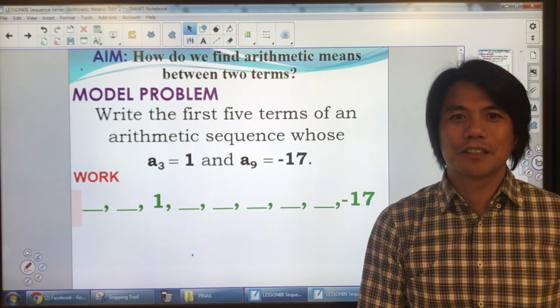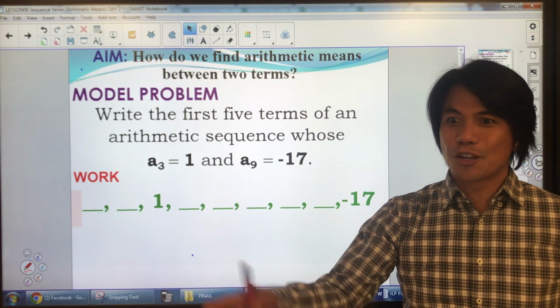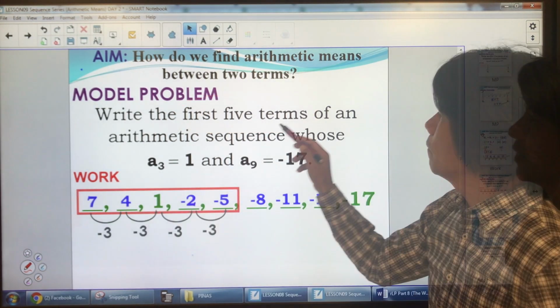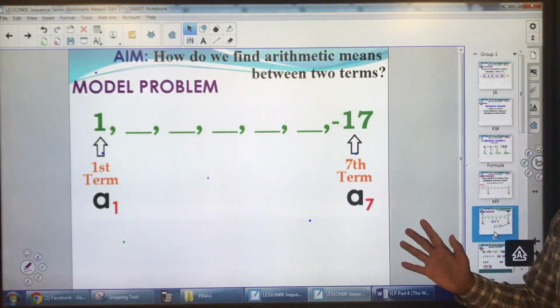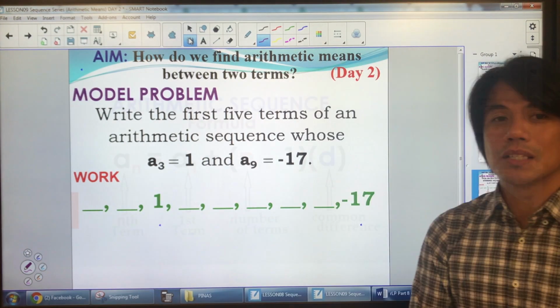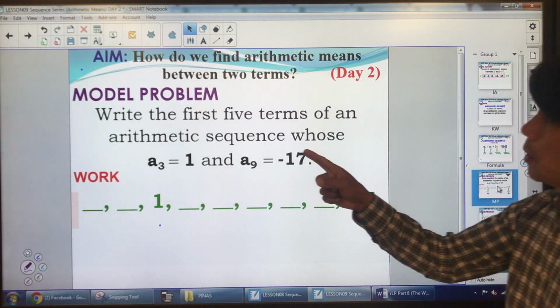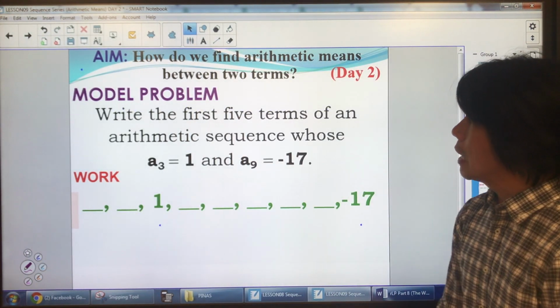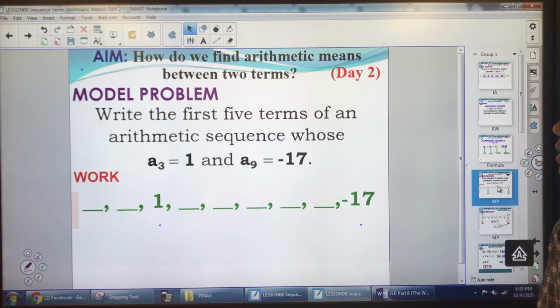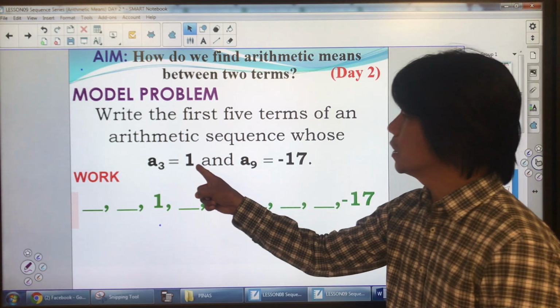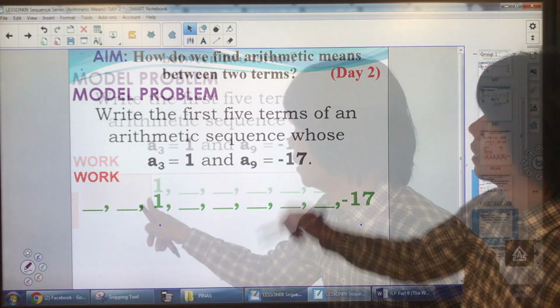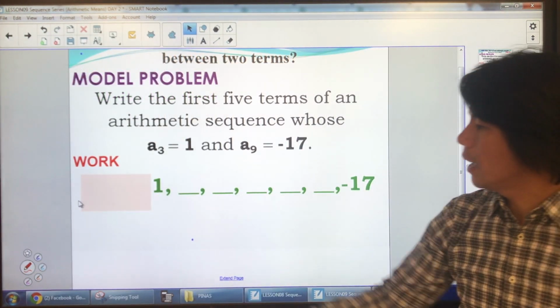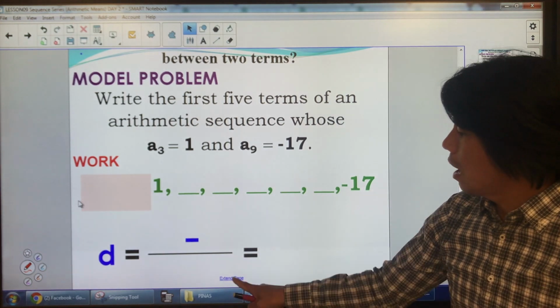Now, you ready for the shortcut? Let's go back. Now let's go to the model problem. It says, write the first 5 terms of an arithmetic sequence whose a sub 3 is 1 and a sub 9 is negative 17.